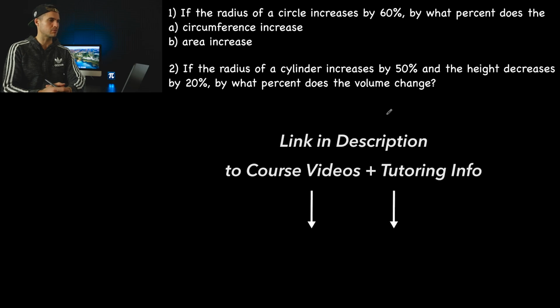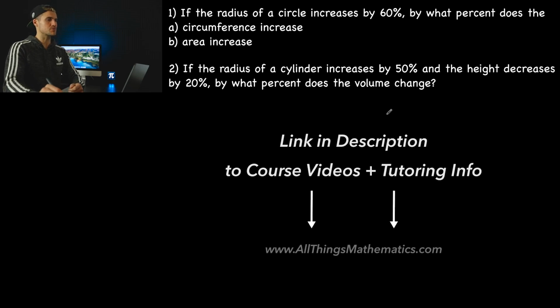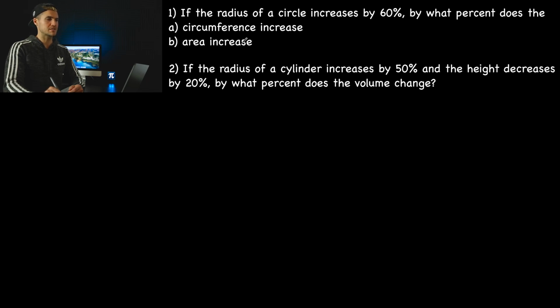So we got a word problem here. Two parts to it. Number one, we're told if the radius of a circle increases by 60%, by what percent does the circumference increase? And part B, the area increase.